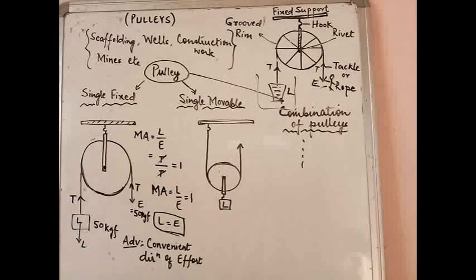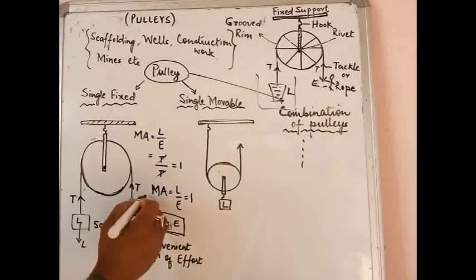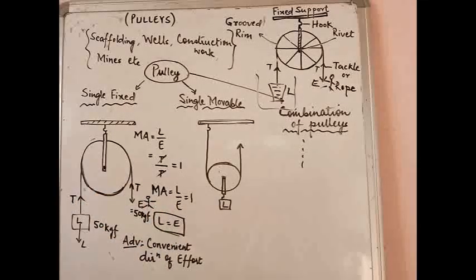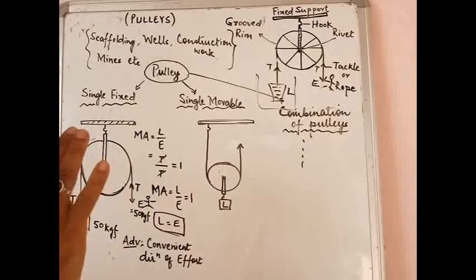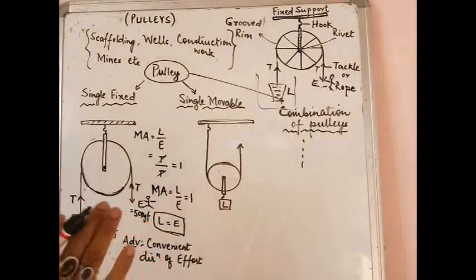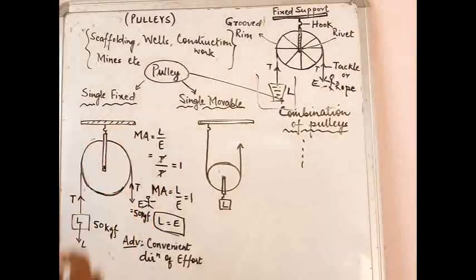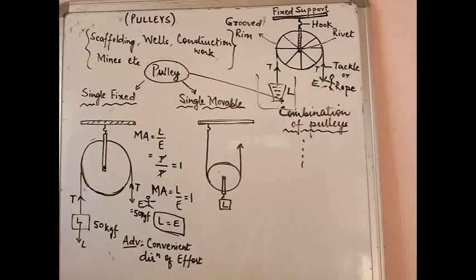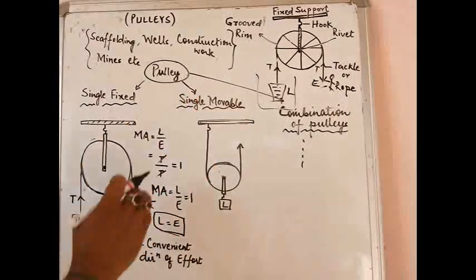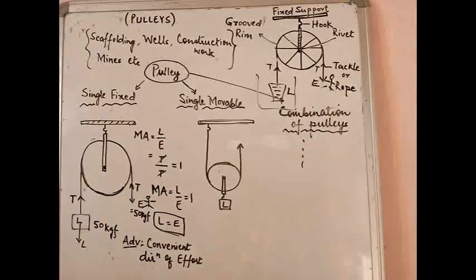If you remember, I had already told you it is always easy to pull something downwards rather than pull it upwards. Why? Because when you are pulling it downwards, suppose the person is standing over here, he can always use his body weight, he can push his foot on the ground, and in fact take it as a support to provide the effort. So this is a convenient direction of effort, and that is the advantage of this single fixed pulley. Now let us move to the single movable pulley. Before we go into the velocity ratio aspect of it, let us discuss the same criteria for a single movable pulley also.